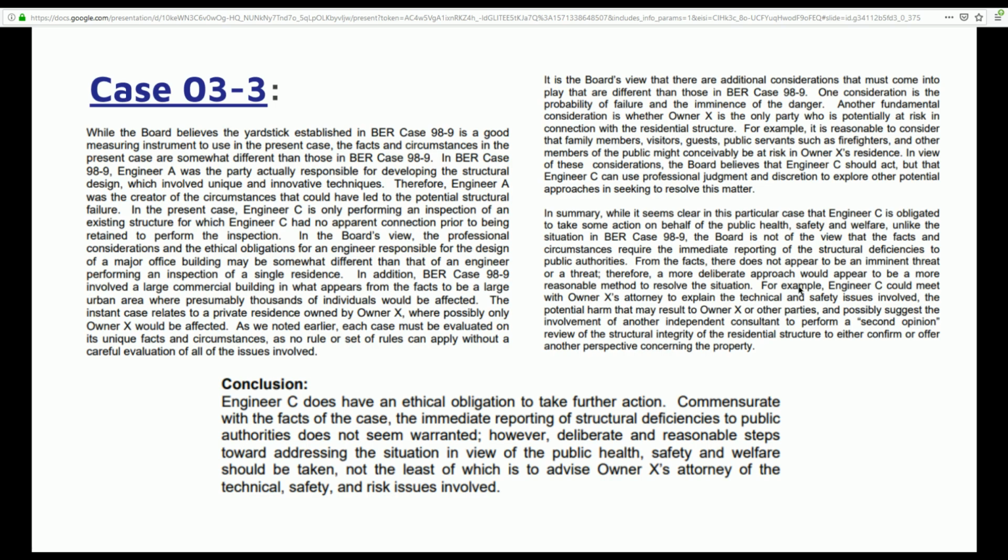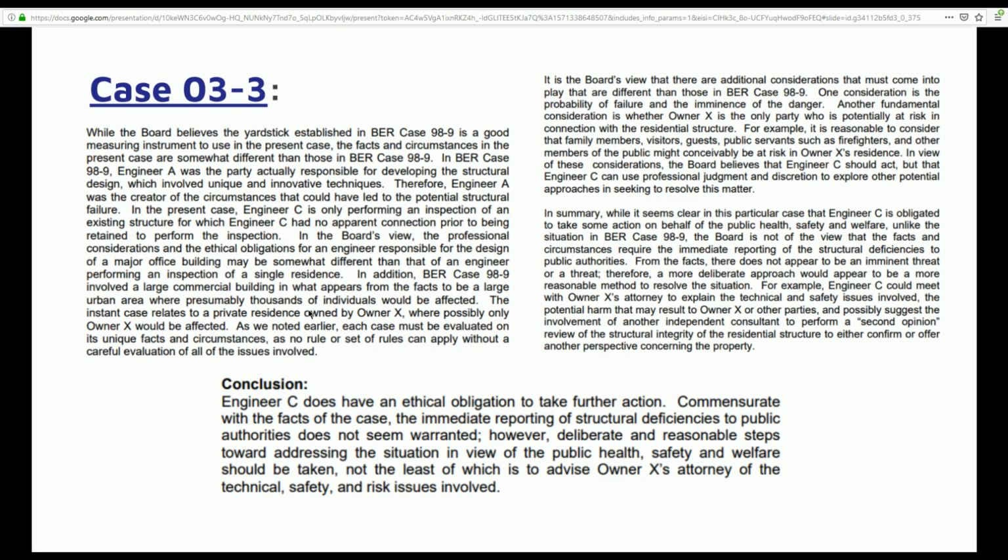So the fact that Engineer C in the present case was not the one who built those deficient designs changes the engineer's responsibility. If the engineer is directly responsible for the designs, then maybe they do have additional responsibility. But in this case, the engineer is not responsible for those designs directly, is just doing an inspection. And they made the results of that inspection known to the owner, so the owner is fully informed about that safety risk.